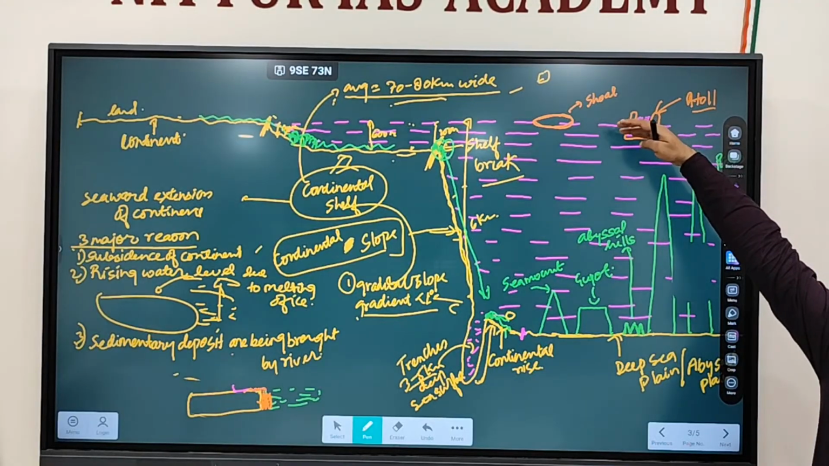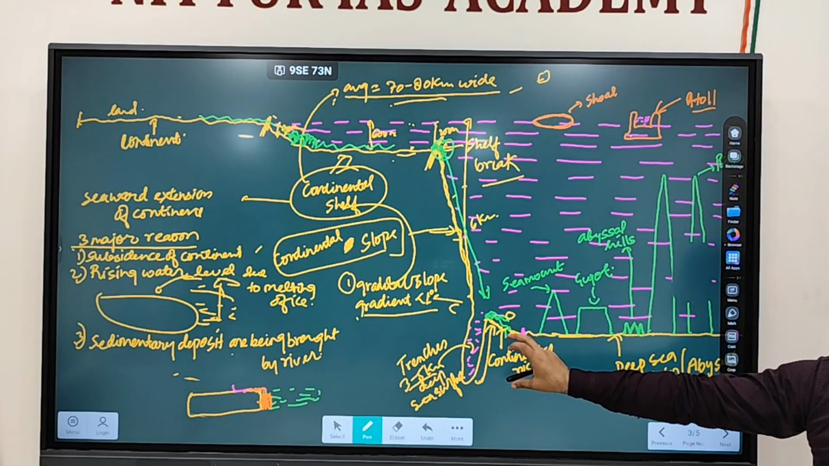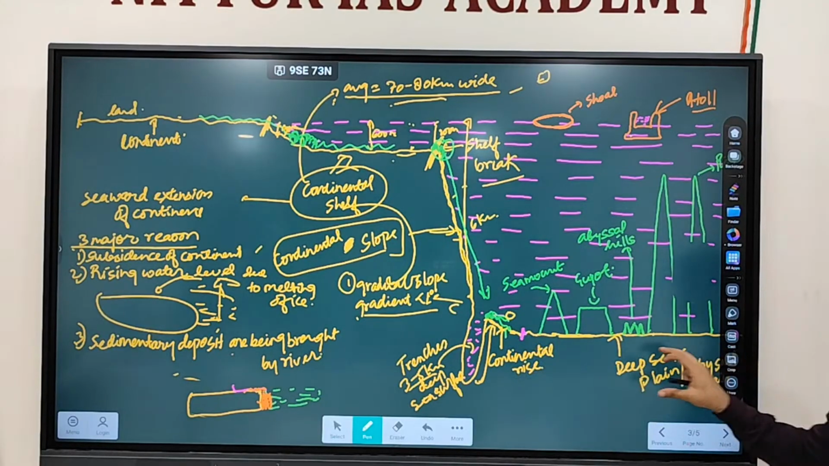Don't consider this sea level. Okay, not from sea level. We are talking about from which surface is 3 to 5 kilometer deep. From the oceanic surface or sea surface, it is 3 to 5 kilometer deep.